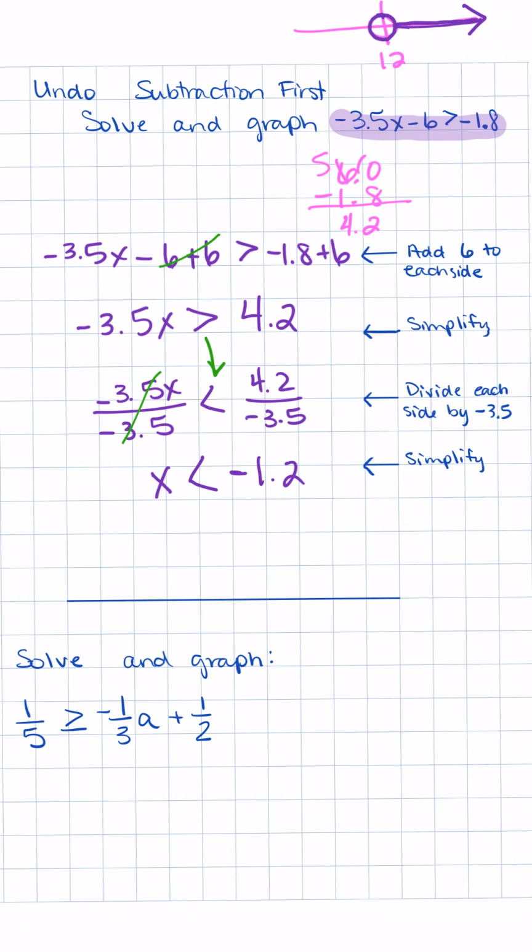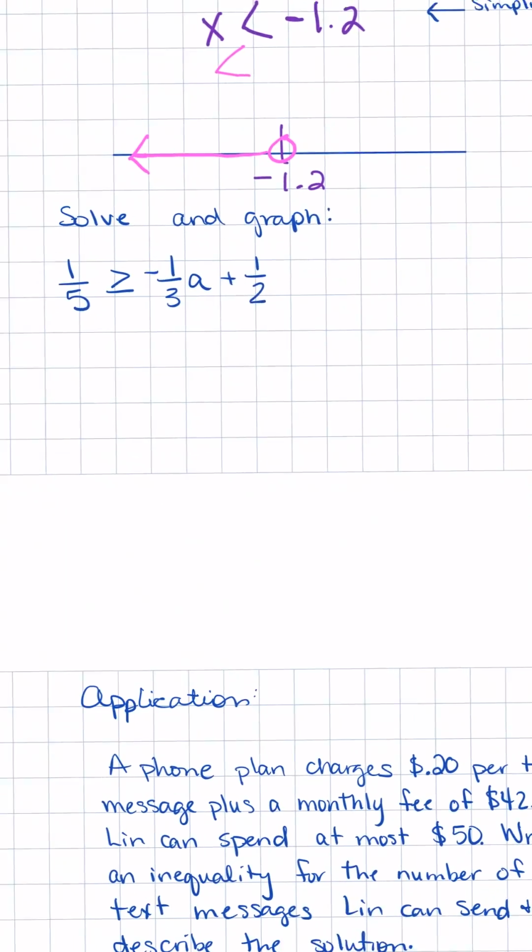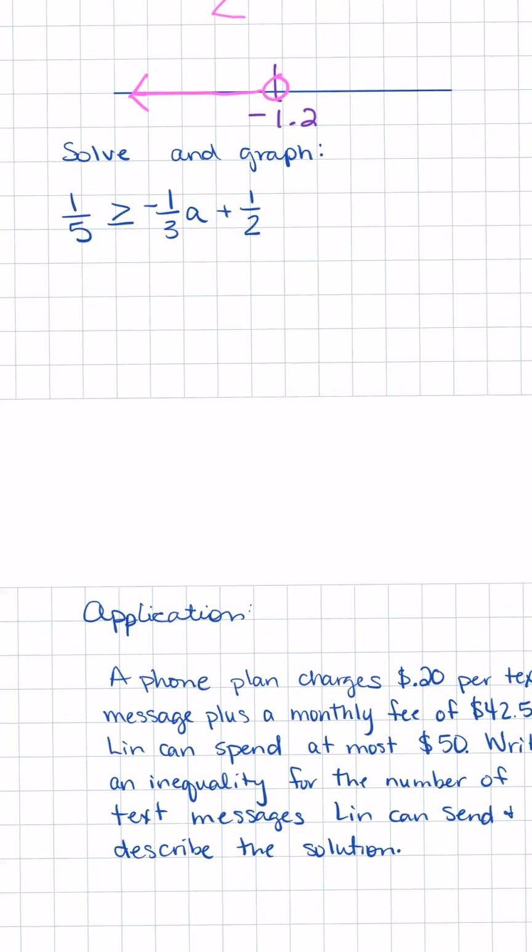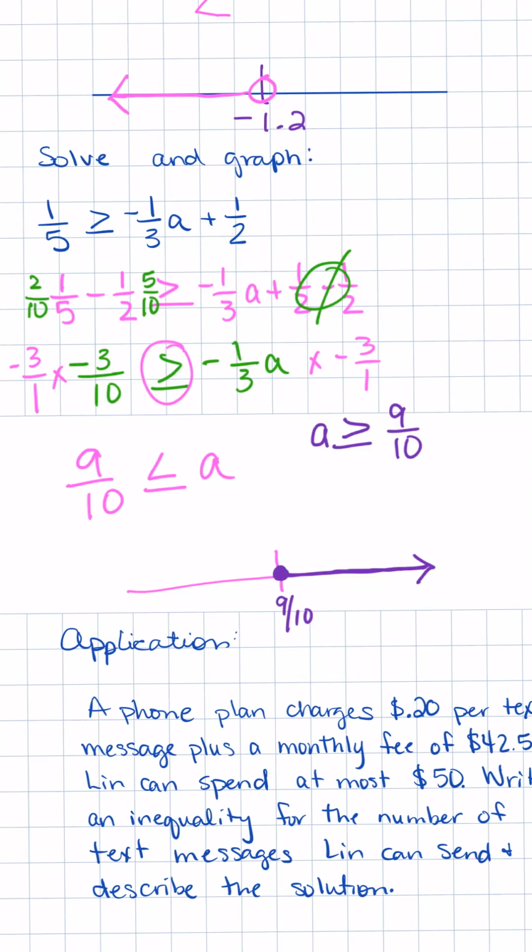Okay, so then they want us to graph that. So here is negative 1.2. It is going to be an open circle because it is not equal to. Our inequality is going that way, so that's the way that our arrow is going to point. There you go. Okay, go ahead and try the second one on your own.